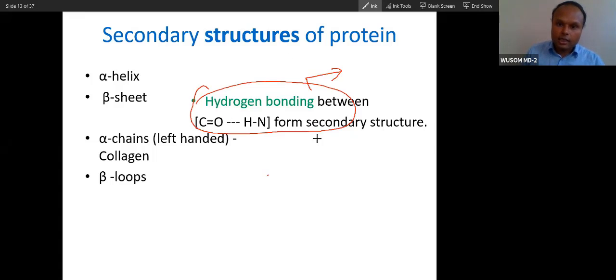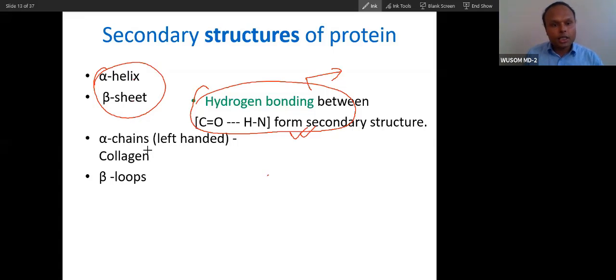So hydrogen bond is a non-covalent bond, and secondary structure is stabilized by hydrogen bond. And these are the secondary structures. You can see alpha helix and beta sheet are the main ones. We can also say beta pleated sheet. Anyway, alpha helix and beta sheet are secondary structure.